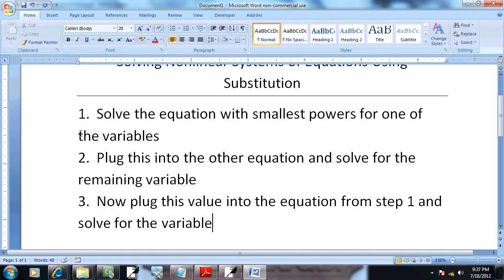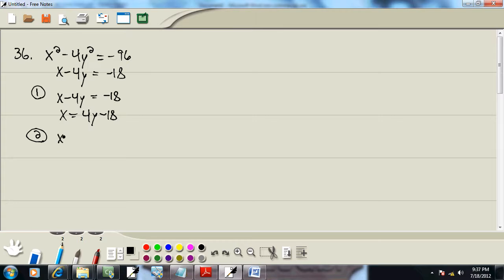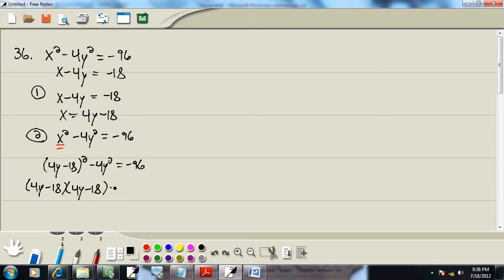Step 2, plug this into the other equation and solve for the remaining variable, where our other equation is x squared minus 4y squared equals negative 96. Now here we said x is equal to 4y minus 18, so we're going to replace the x here with 4y minus 18. So we got (4y minus 18) squared minus 4y squared equals negative 96.